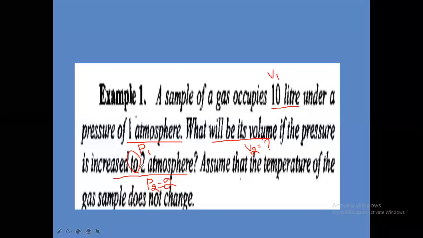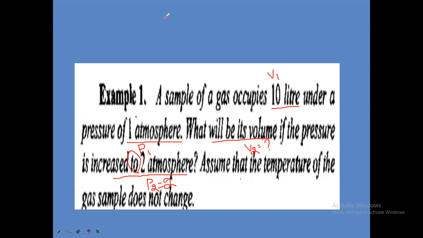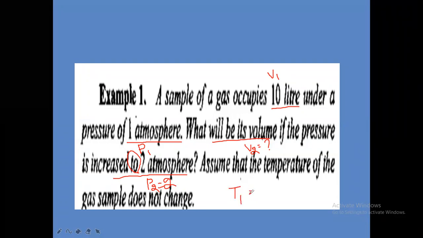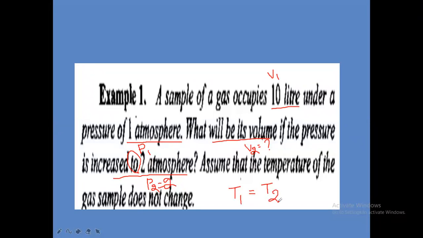When the pressure is 2 atmospheres, what will the volume be? Is that clear? Now assume that the temperature of the gas sample does not change. That means T1 is equal to T2. The initial temperature equals the final temperature, so T1 and T2 are both the same. But pressure is changing and volume is changing. According to these given conditions, which law is used here? Boyle's law is applied here. Boyle's law is given by P1 V1 equals P2 V2.